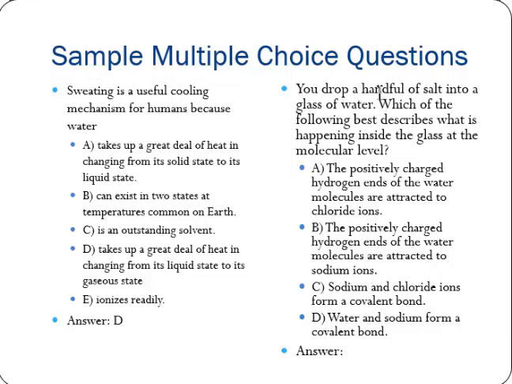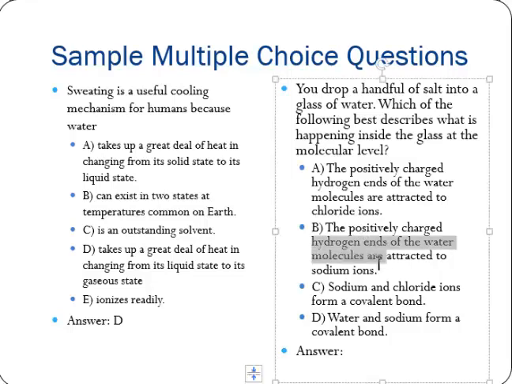Number 2, you drop a handful of salt into a glass of water. Which best describes what's happening? A, the positively charged hydrogen ends of the water molecule are attracted to the chloride ions. Well, remember, chlorine tends to gain an electron and so be a negative ion, so it would be attracted to something positively charged. So that makes sense. B, the positively charged hydrogen ends of the water are attracted to sodium ions. Now, sodium tends to be positively charged, so positive and positive would not attract each other.